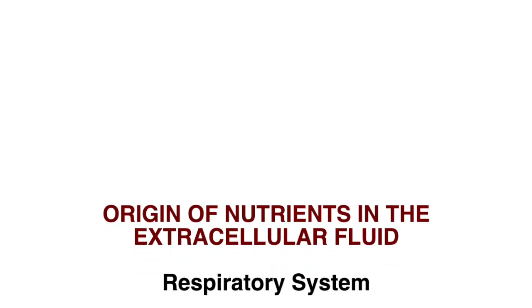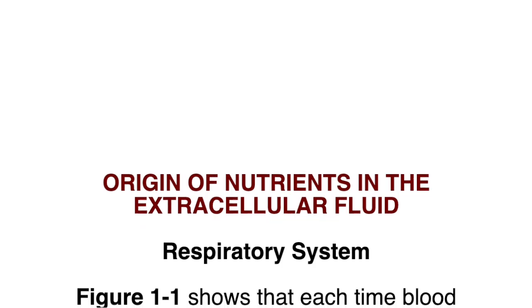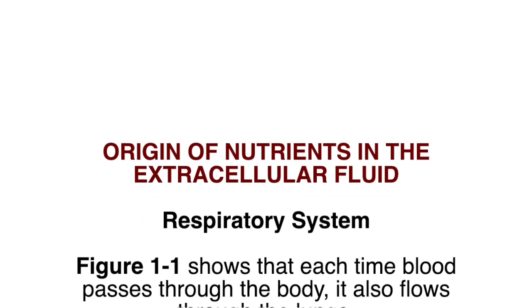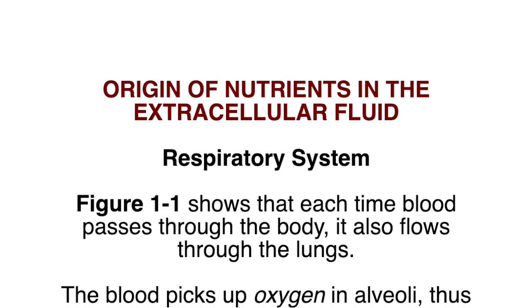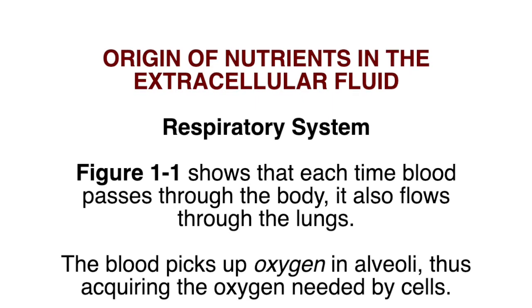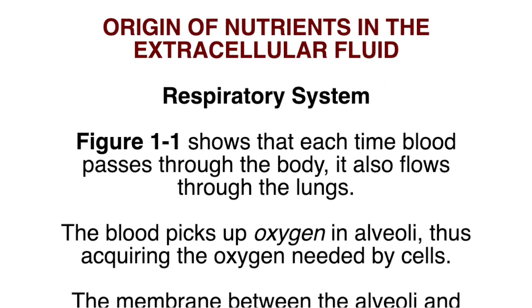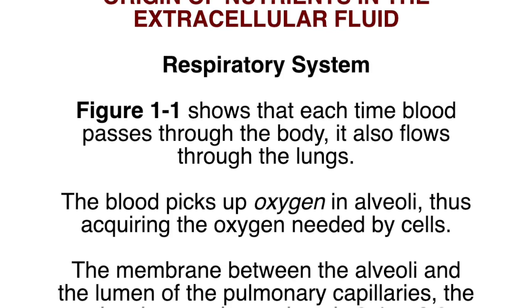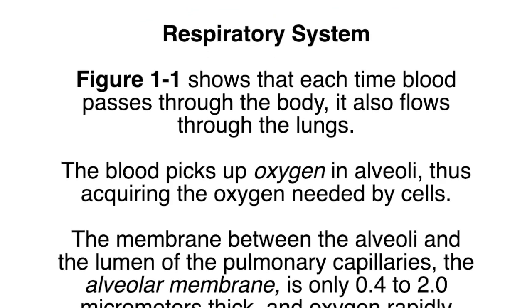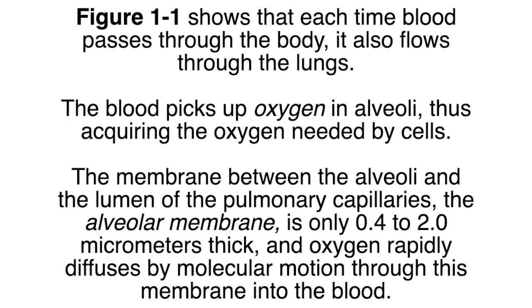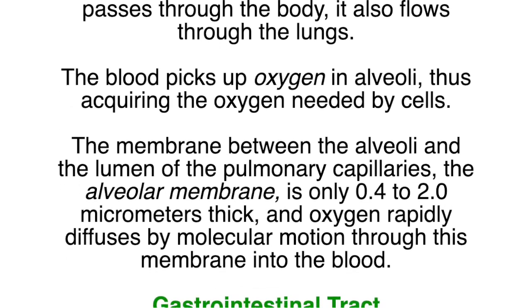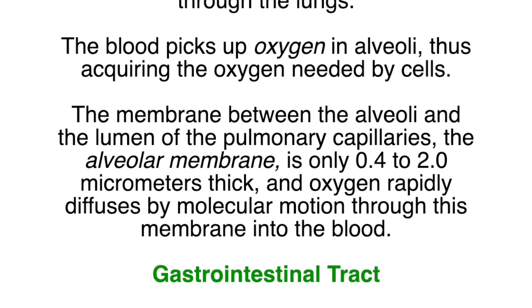Origin of nutrients in the extracellular fluid. Respiratory system. Figure 1.1 shows that each time blood passes through the body, it also flows through the lungs. The blood picks up oxygen in the alveoli, thus acquiring the oxygen needed by cells. The membrane between the alveoli and the lumen of the pulmonary capillaries, the alveolar membrane, is only 0.4 to 2 micrometers thick, and oxygen rapidly diffuses by molecular motion through this membrane into the blood.